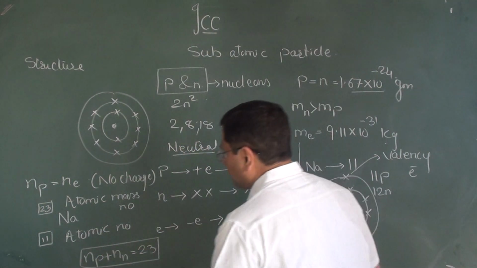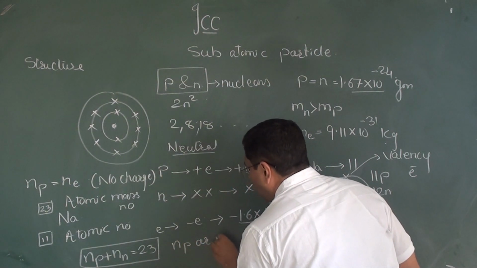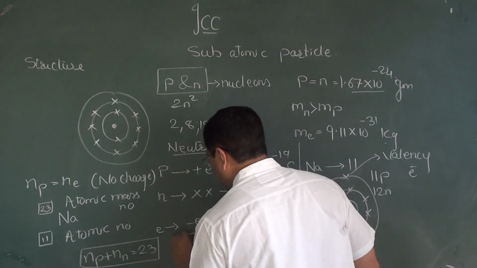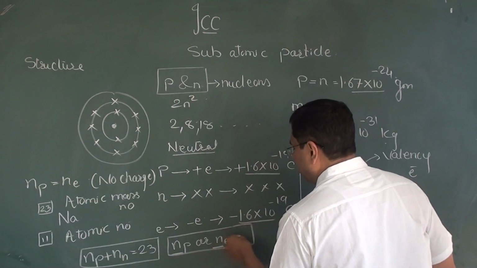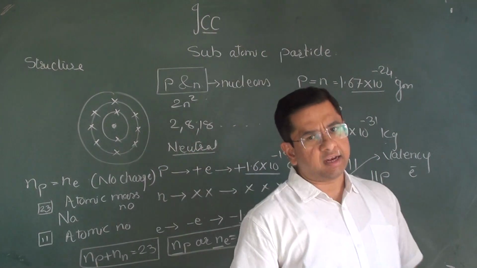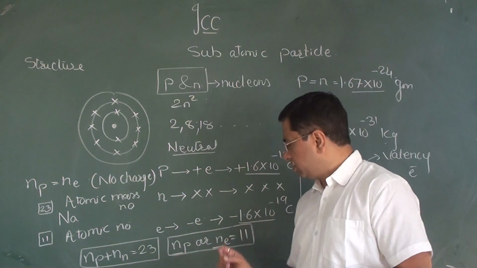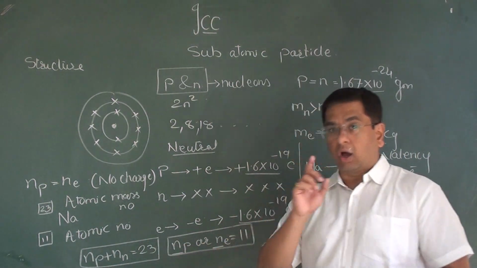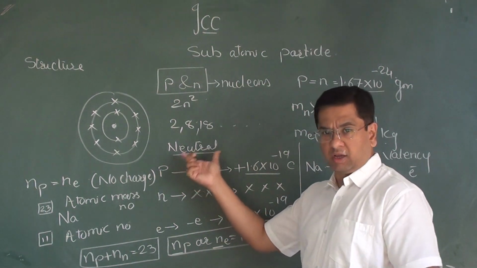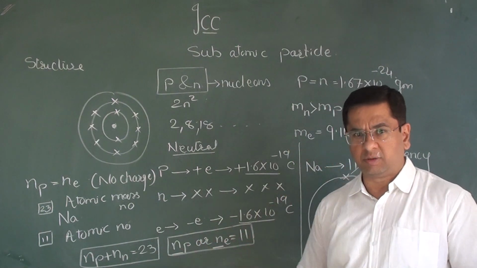Atomic number is nothing but the number of protons or number of electrons. It is 11. What does that mean? It means that in case of sodium, there are 11 protons and obviously there will be 11 electrons, because we know that the atom has to be ultimately electrically neutral. So number of protons and number of electrons should and must be the same.